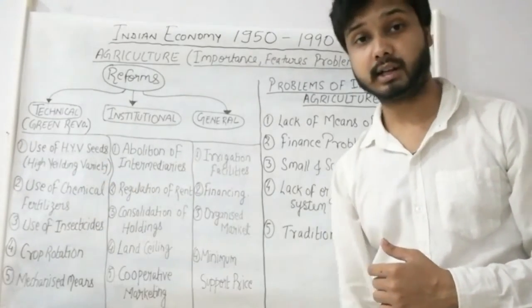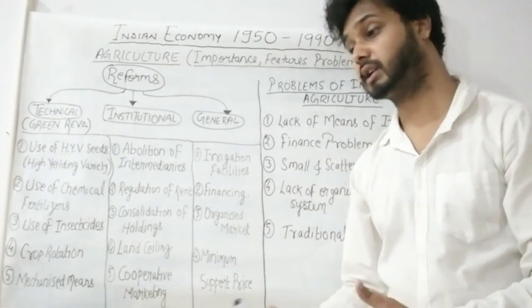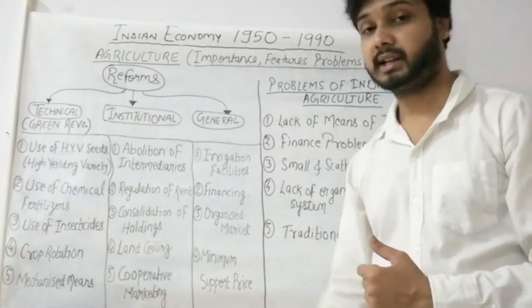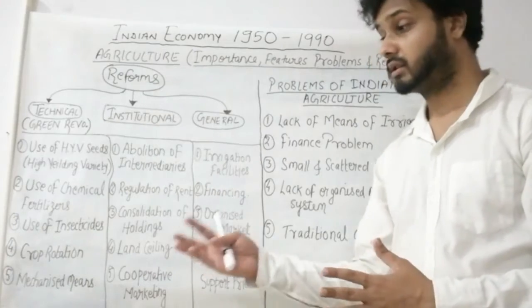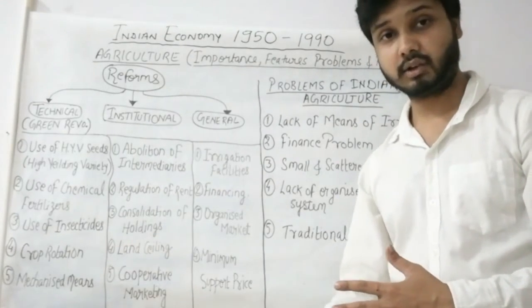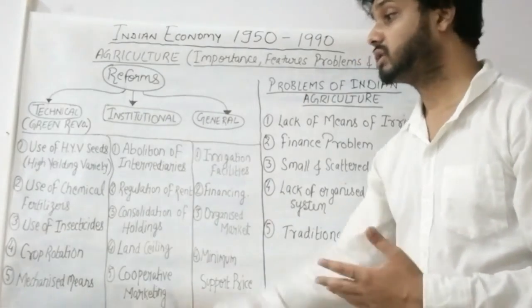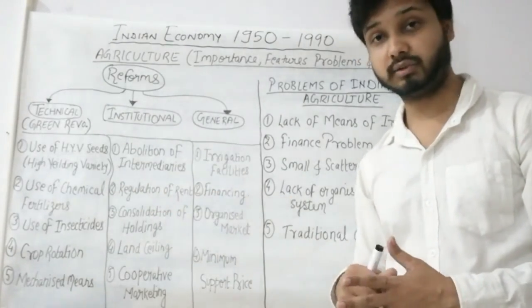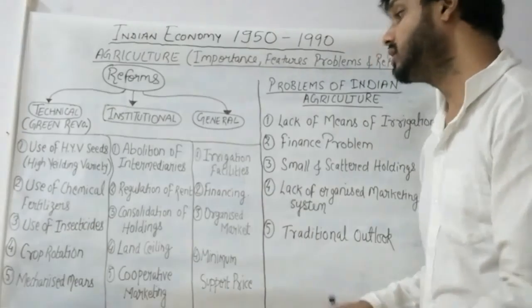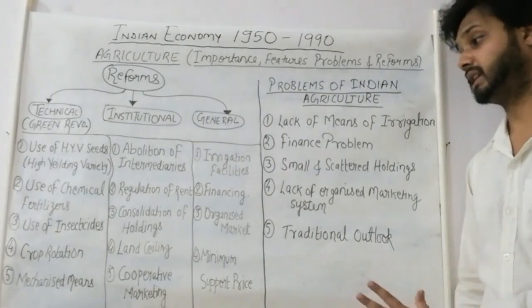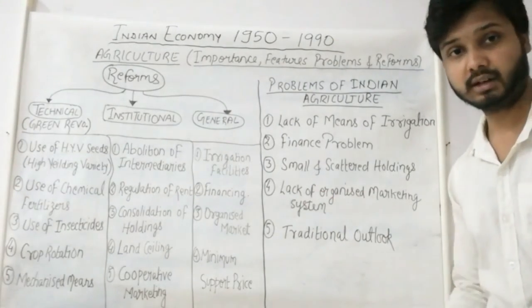Use of chemical fertilizers continuously led to the degradation of soil. This problem was also seen. Due to the use of insecticides also, the crops were harmed and the productivity of the land decreased. So these were some of the problems faced, which led to the failure of the technical reforms. Overall, students, this was the structure of our agriculture that we have seen and how reforms were made.